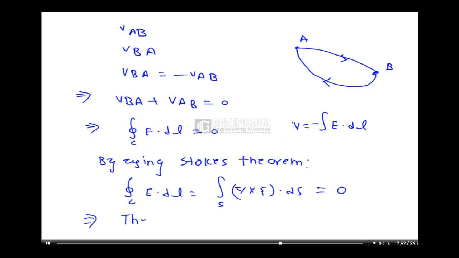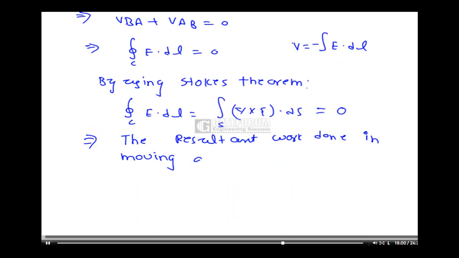That implies the resultant work done in moving a charge along a closed path is 0.